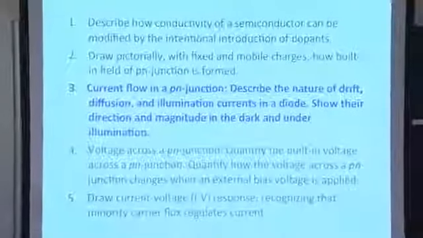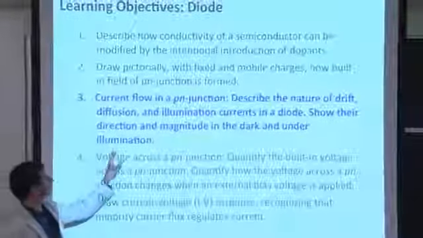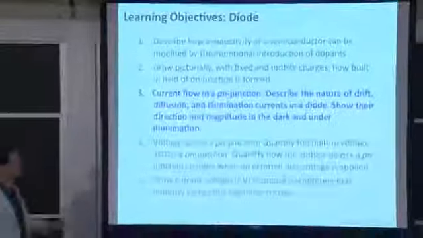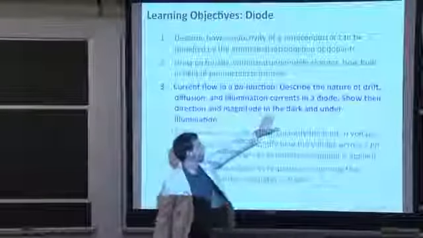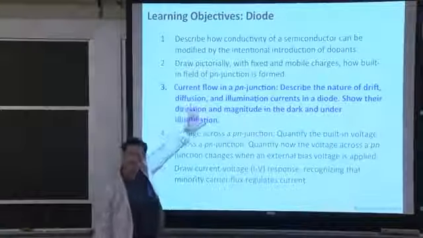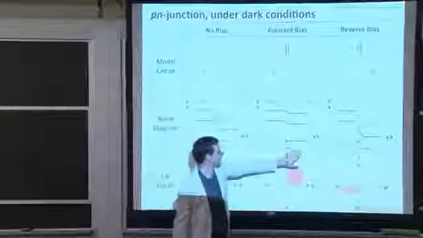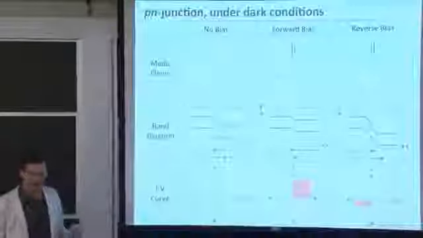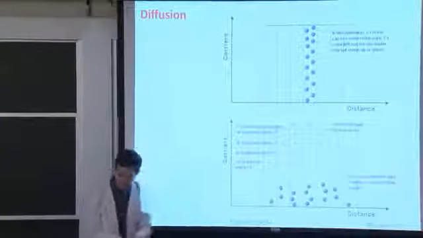So current flow in a PN junction. We're going to describe the nature of the drift, diffusion, and illumination currents in a diode, show the direction and magnitude in the dark. Eventually, we'll do this under illumination as well, but let's just focus in the dark. In fact, we've already done this. I've already tricked you into doing learning objective number 3 on your own before even describing the math. But I will show you the mathematics as well so that you have the complete picture.